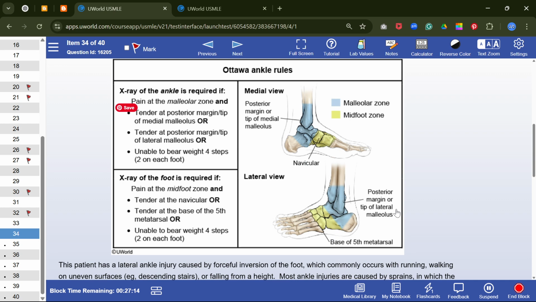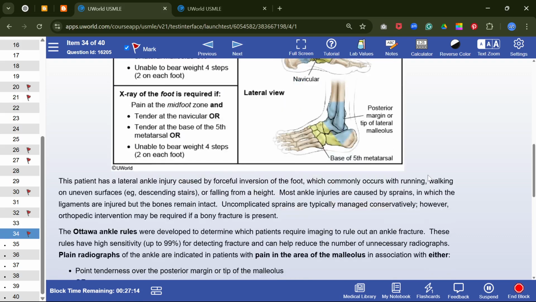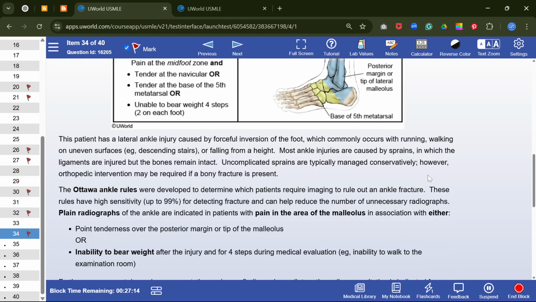X-ray of the foot is required if there is pain in the midfoot zone and tenderness at the navicular bone, tenderness at the base of the fifth metatarsal, or inability to bear weight for four steps both immediately and in the examination.